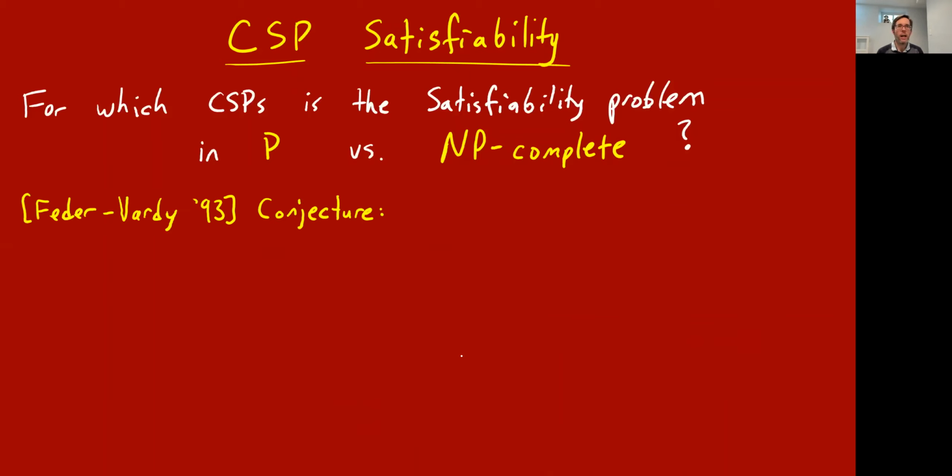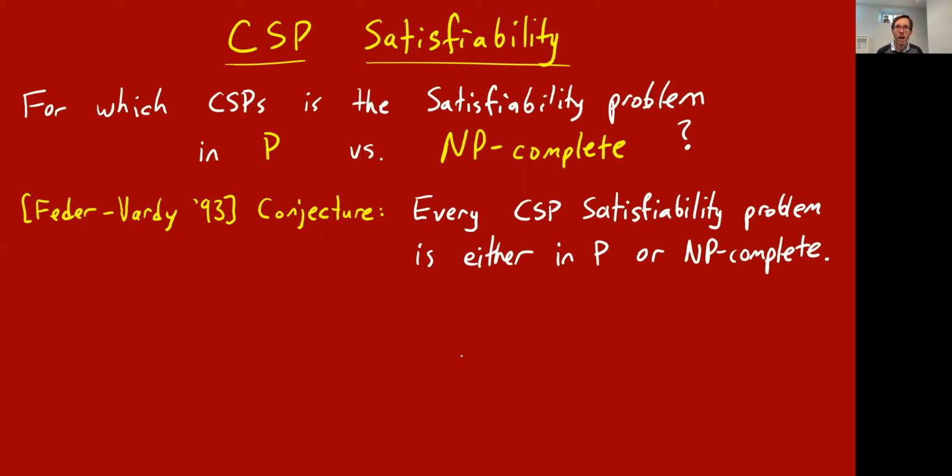So let me tell you a little story about this situation. In 1993, Feder and Vardi were thinking about this, and they made the following conjecture. They conjectured that every CSP satisfiability problem is either in P or NP complete.